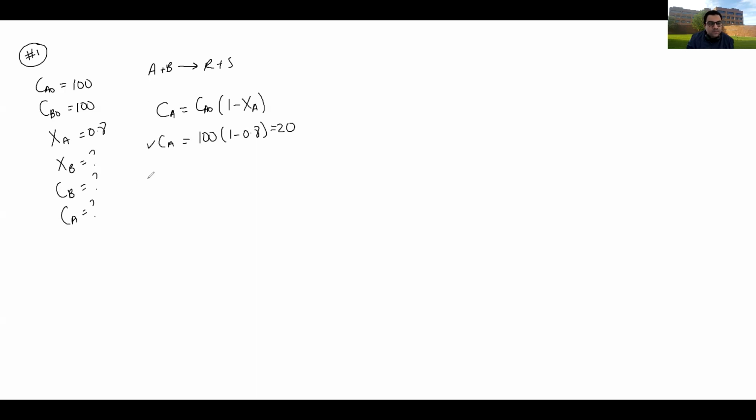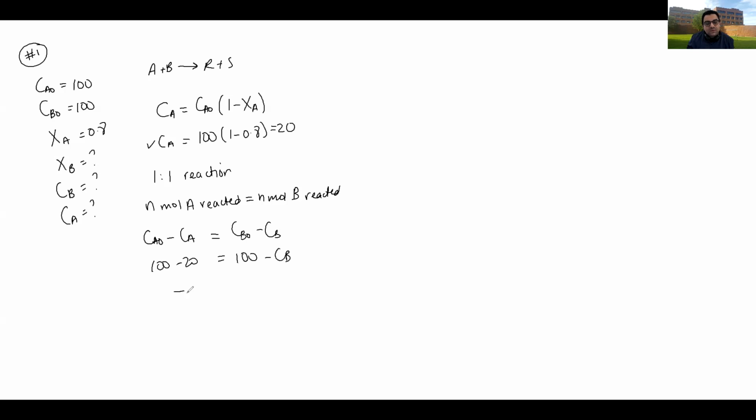What about CB? Let's think for a second. So this is a 1-to-1 reaction. So if N moles of A reacted, this means that N moles of B reacted. So CA note minus CA, this is the number of moles which reacted, the initial number of moles of A minus the final number of moles of A, is equal to CB note minus CB. So here I have 100 minus 20 is equal to 100 minus CB. So in this case, CB is equal to 20.